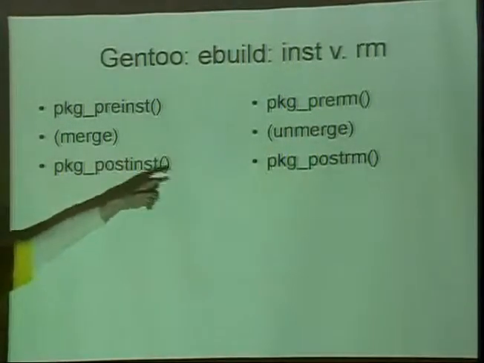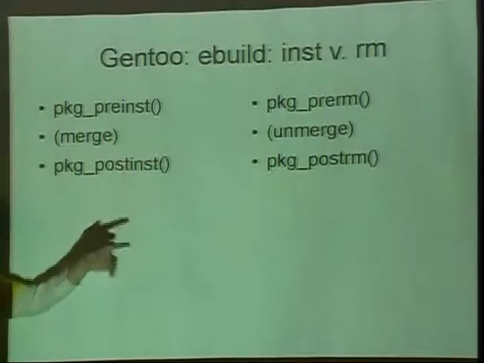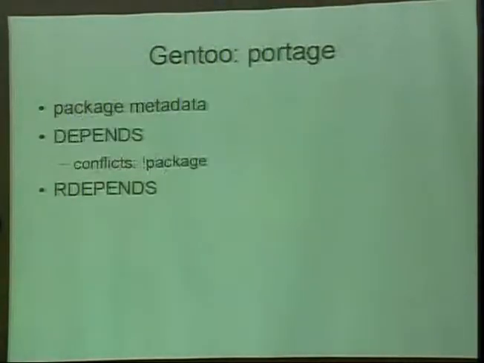There is the mirror of that, pre-remove, and when you unmerge, there's the post-remove. So for portage, for multiple packages, there is the shell variable depends, which basically contains a string that says, oh, I depend on this and this and that. And then if you remember Debian conflicts, well, here conflicts is just a not package. That's how you'd say as well, don't install it with this package.